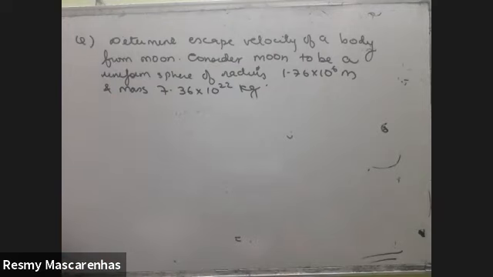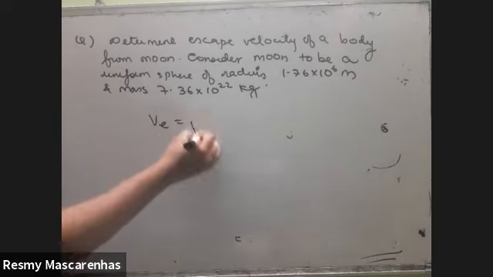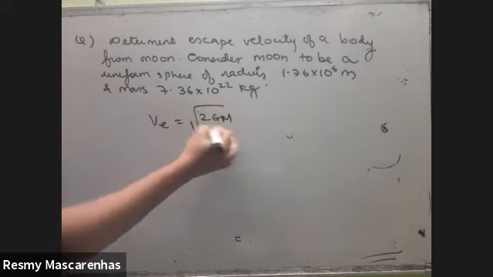Now again here escape velocity only has been asked. But now check what data has been given. In the previous problem, g was given, acceleration due to gravity, so that's why we had used the second formula. Now here mass and radius have been given, so we'll have to use the first formula, the main one which we had derived.